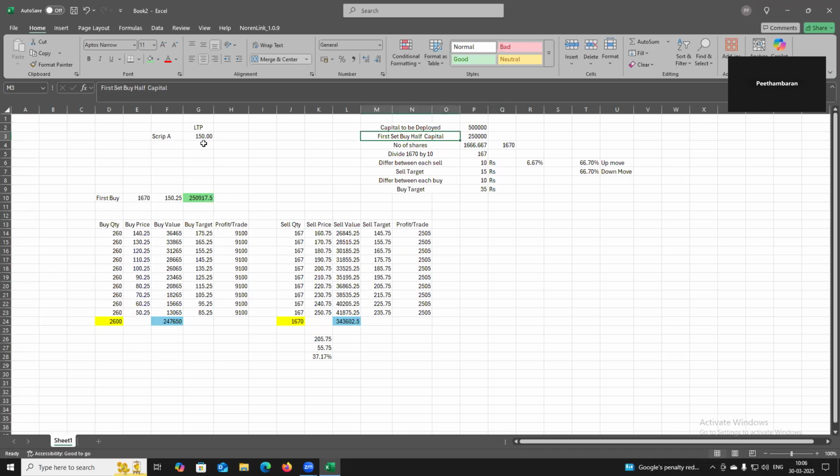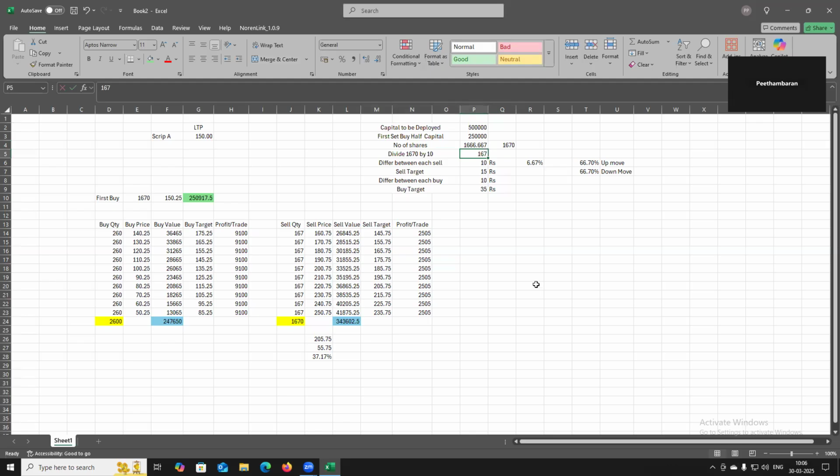Now, suppose the current price is 150 for a script A. I'm not specifying a script. I'm just giving you an idea how to plan your trade. So suppose the script price is 150. You have to divide 2.5 lakhs by 150. So the number of shares to be bought is 1666.67. I'm rounding it out to 1670 so that I can divide this in 10 steps. If I divide it by 10, I'm getting 167 shares per trade.